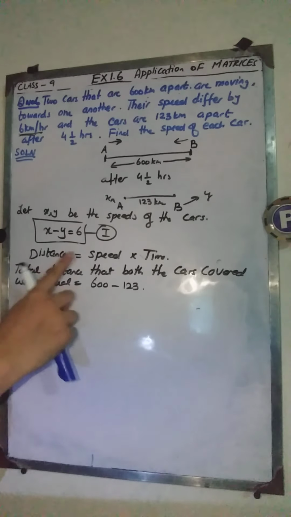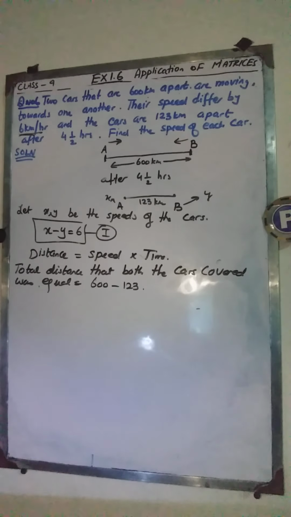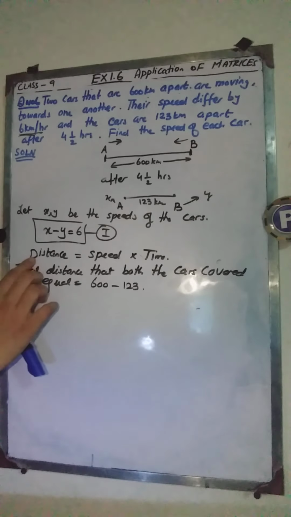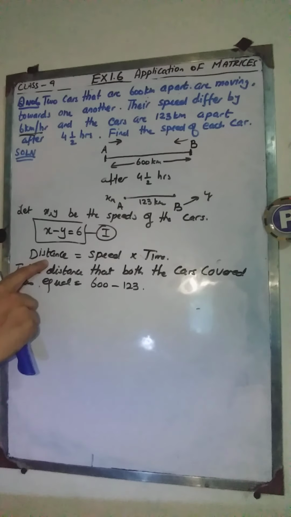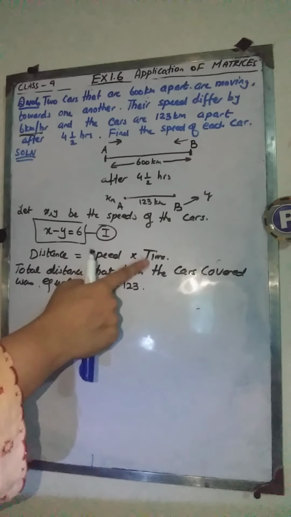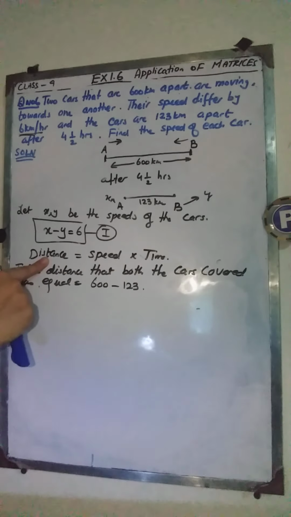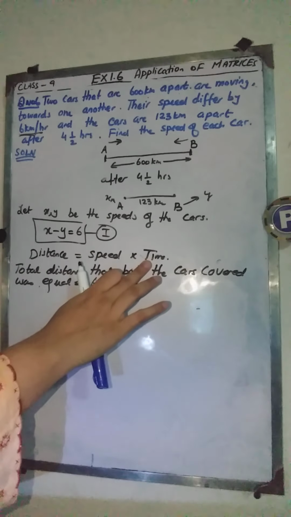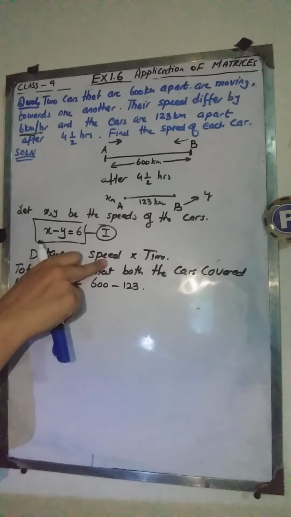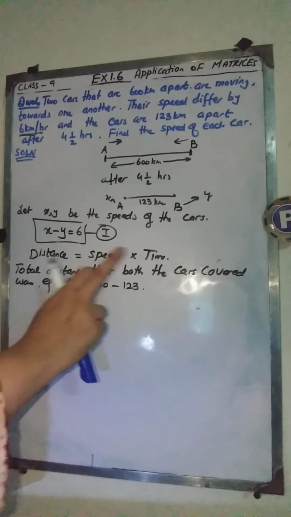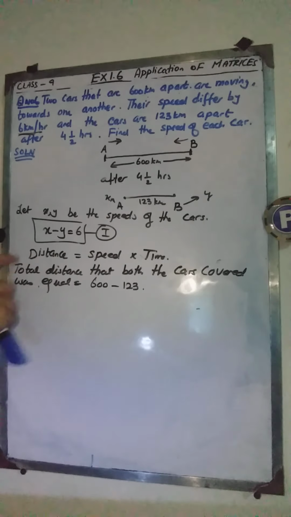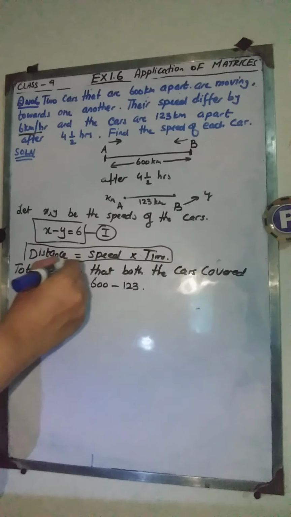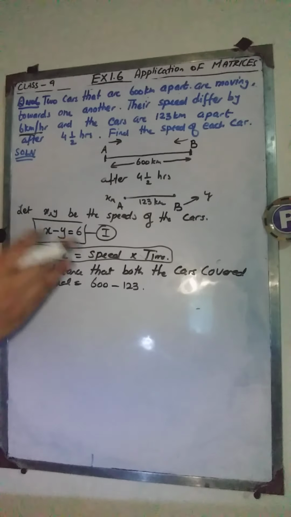Now, in order to get the second equation in x and y, we will make use of the formula from physics: if you know the speed and time of a moving body, you can easily calculate its distance, whether a car or a bus, by simply multiplying the time spent by the speed. So speed multiplied by time gives you the distance. This is the formula we usually use in physics to find the distance of the cars.